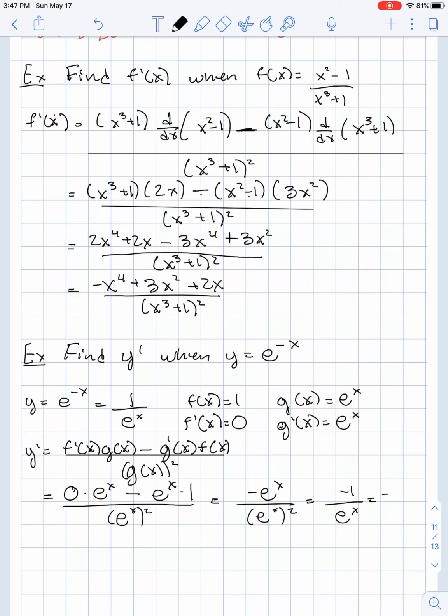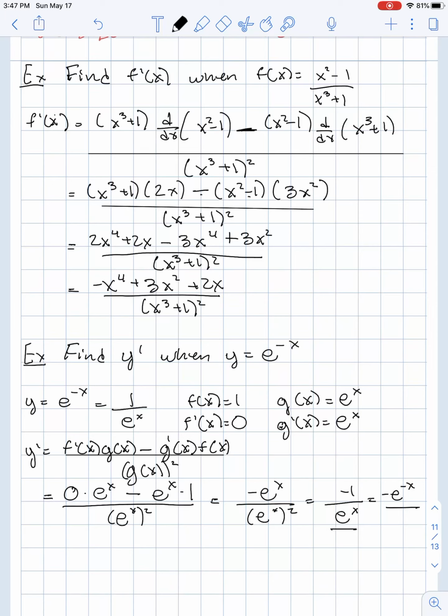Which then we can even go a little further. This might not look like simplifying, but I can write this as negative e to the negative x. And the only reason I'm writing it like this is because we are given y as e to the negative x. And this will be more useful down the road. You'll see in later sections that most of the time you will be giving me an answer like this. But I would love an answer like this so much. Okay.